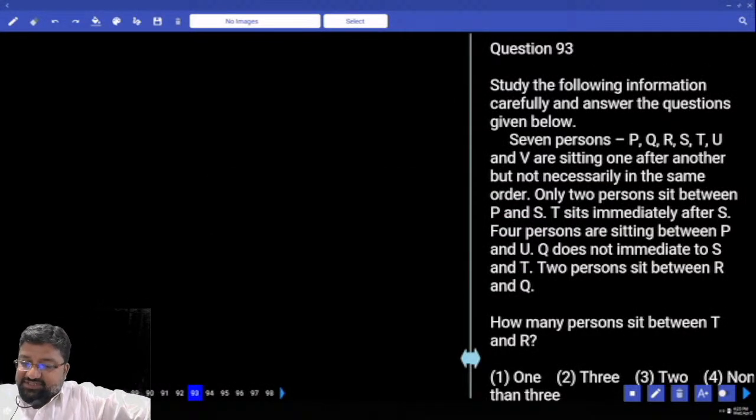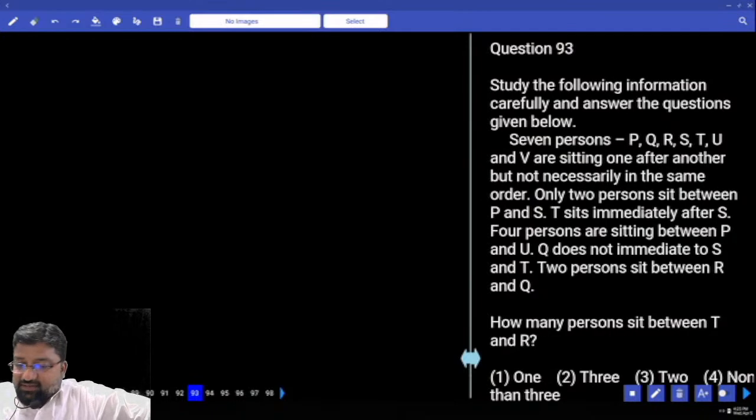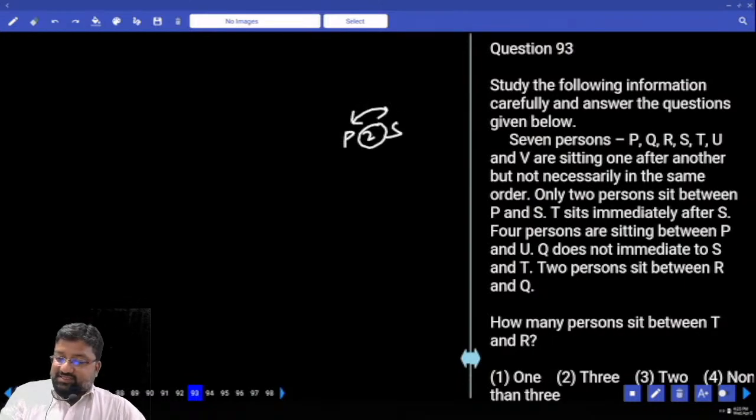Seven persons P, Q, R, S, T, U and V are sitting one after the other, not necessarily in the same order. 2 persons sit between P and S. How many persons between P and S? 2 persons. T sits immediately after S.